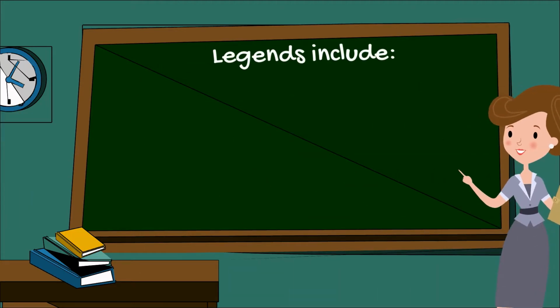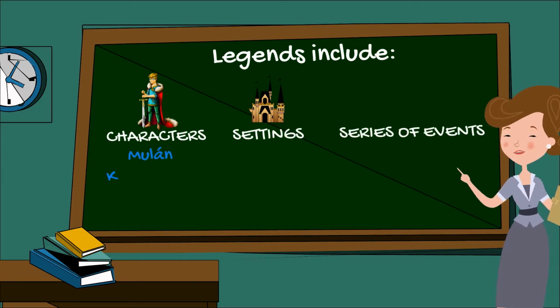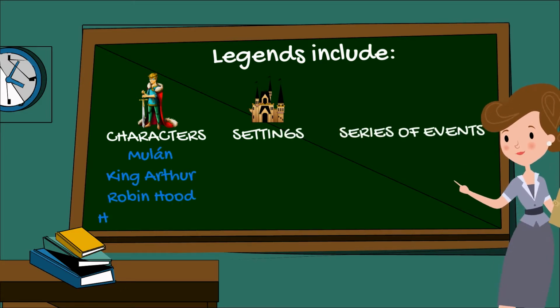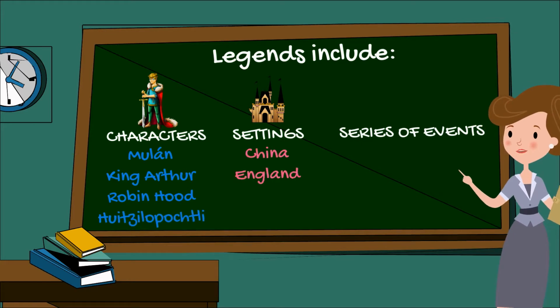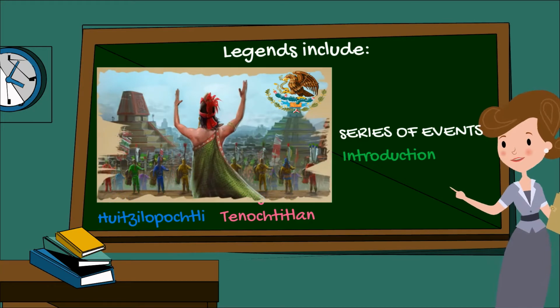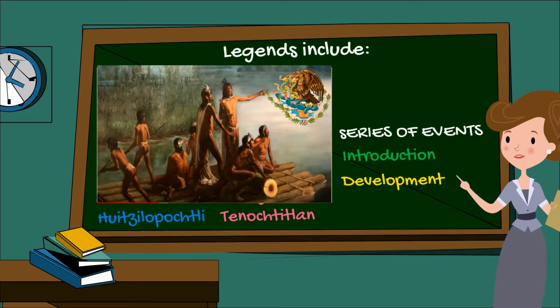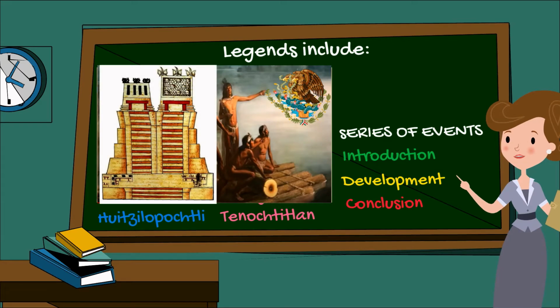Legends include characters, settings, and a series of events. Characters such as warriors, kings, heroes, or gods. Settings such as the Chinese Empire, kingdoms, castles, forests, or other empires. Series of events. For introduction, Huitzilopochtli ordered the Aztecs to find a place. Development. The Aztecs left their home in search of the promised land. Conclusion. The Aztecs built the most powerful empire in Mesoamerica.